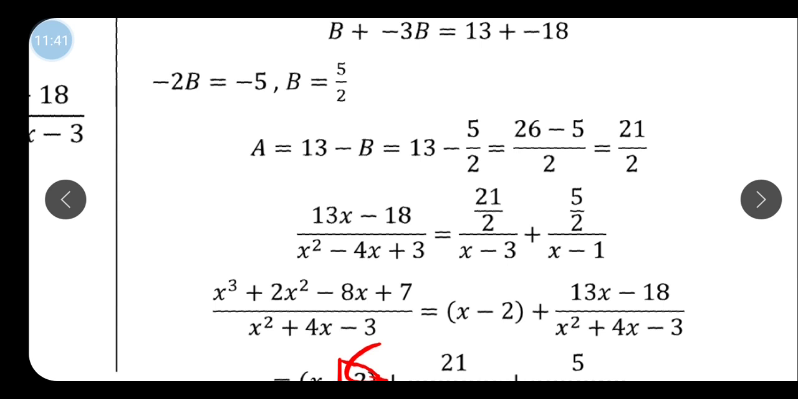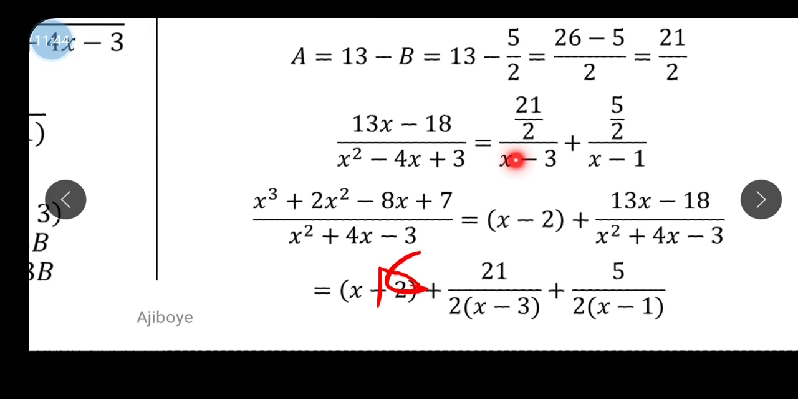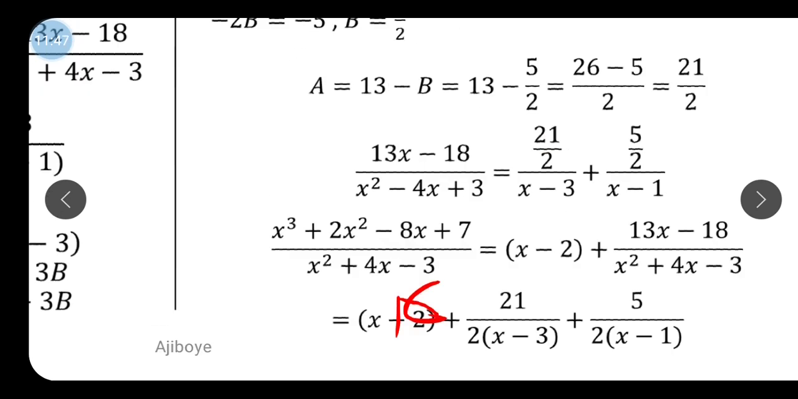What we have just done is to substitute A and B. So therefore, the complex fraction x cubed plus 2x squared minus 8x plus 7 over x squared plus 4x minus 3 will now be equal to x plus 6 plus 21 over 2 open bracket x minus 3 close bracket plus 5 over 2 open bracket x minus 1 close bracket. So this is how to deal with a complex fraction where the numerator is of a higher degree than that of the denominator.